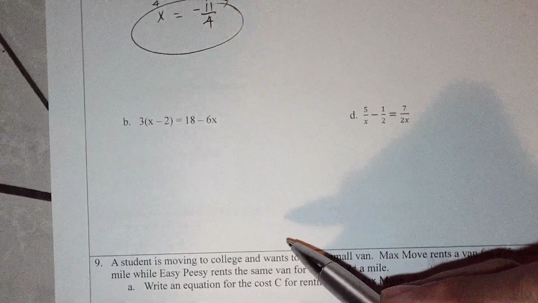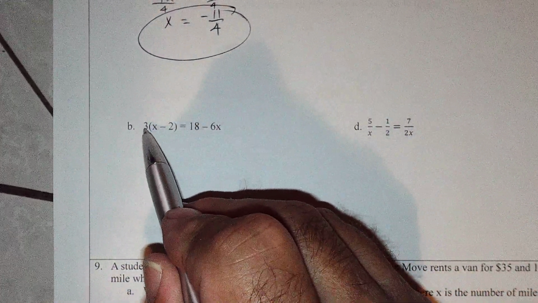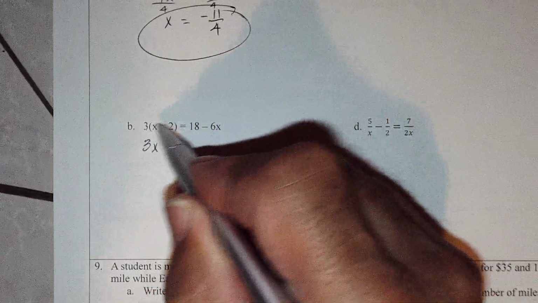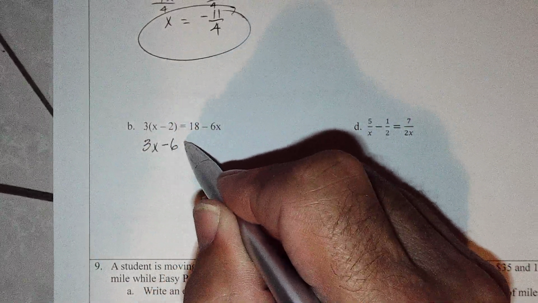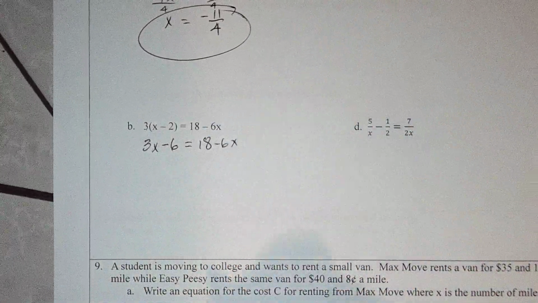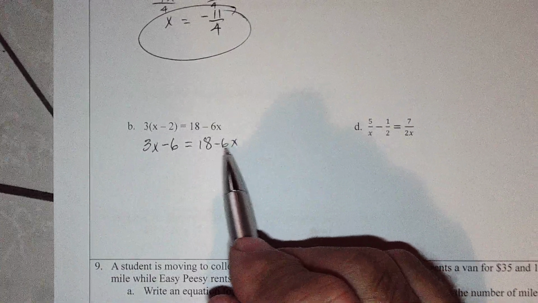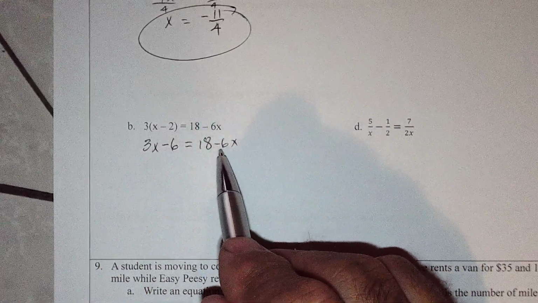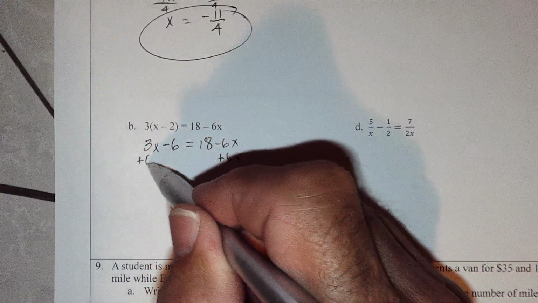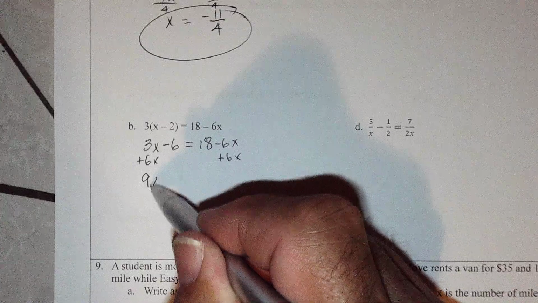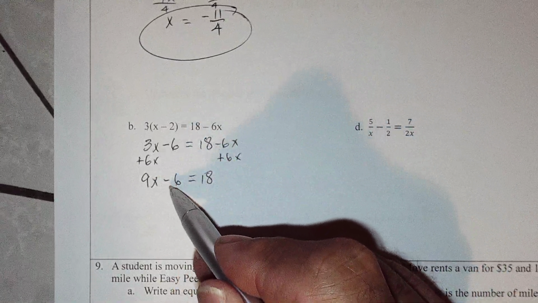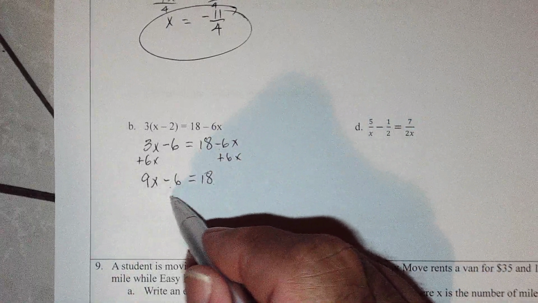B. I'm going to distribute the 3, so I'm going to get 3x minus 6 equals 18 minus 6x. I prefer to have positive x's, so I'm going to add 6 x's to both sides. So I get 9x minus 6 equals 18. I'm going to add 6 to both sides.